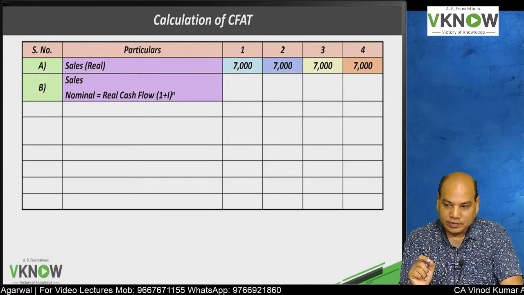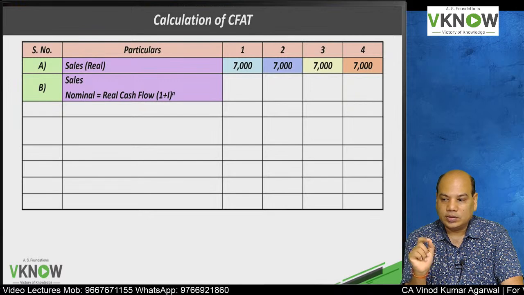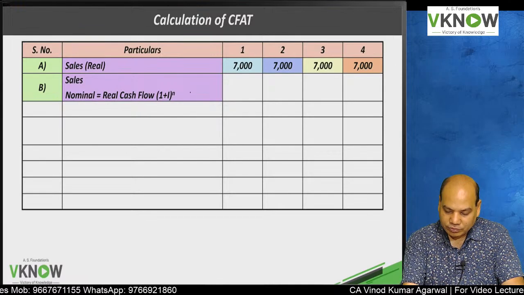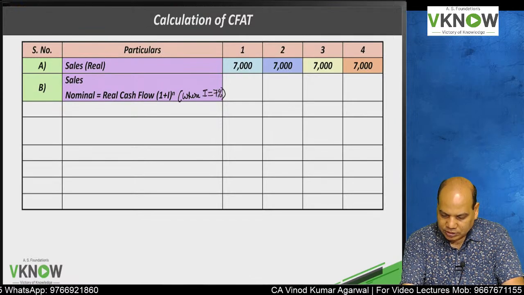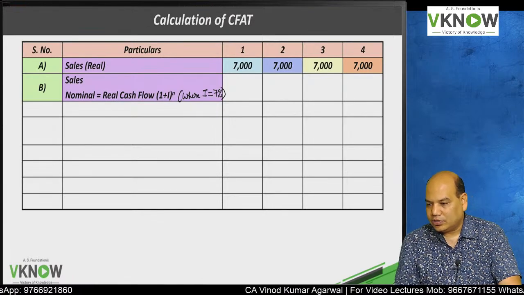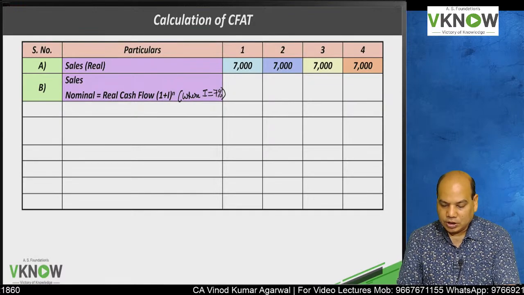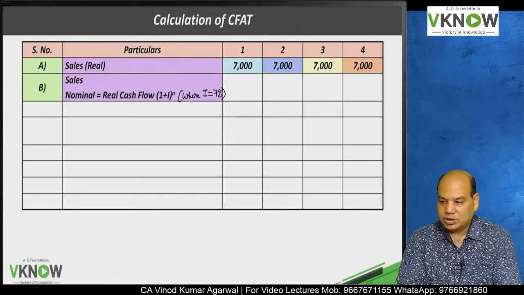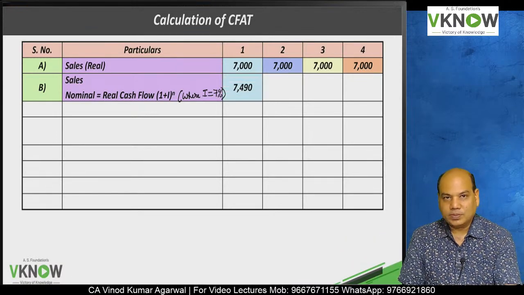Sales, now this is relevant. Nominal sales equals real cash flow into (1 plus I) to the power n, where I is inflation, equal to 7%. Now see how to get the answer. You type 7,000 plus 7% because all years are 7,000. If it was different, then you have to do separately.